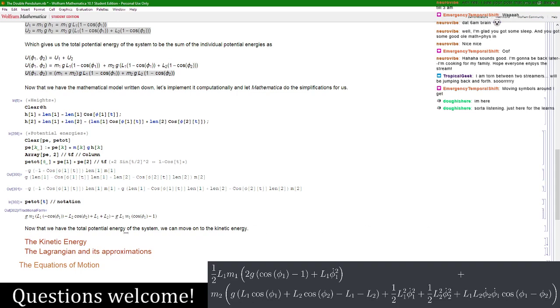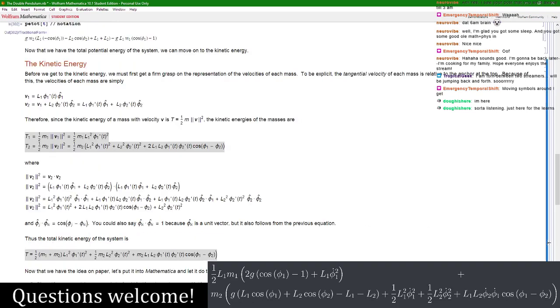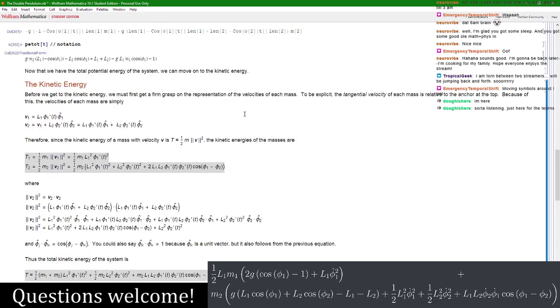So now we can move on to the kinetic energy. So I'll come over here. So now this is where things get a little trickier.